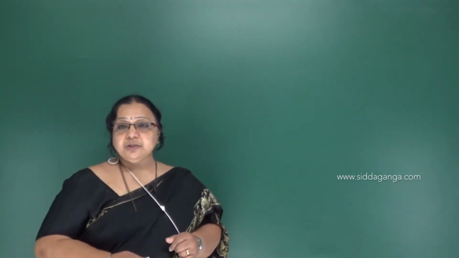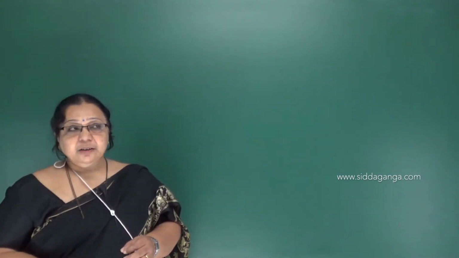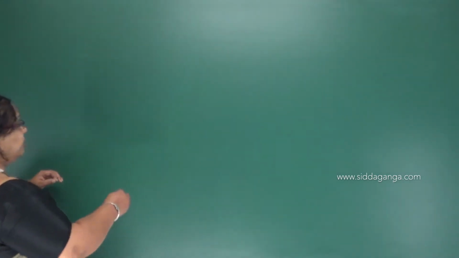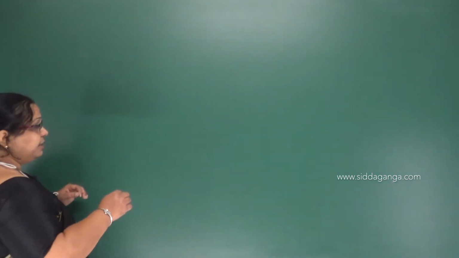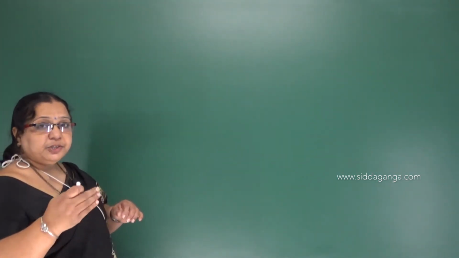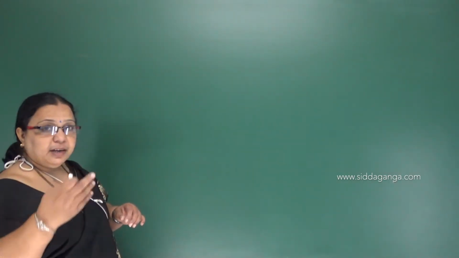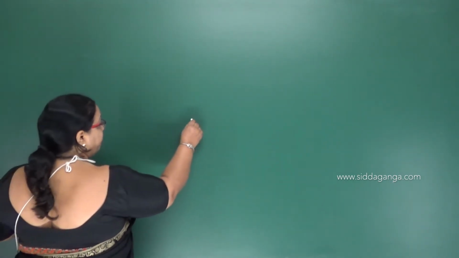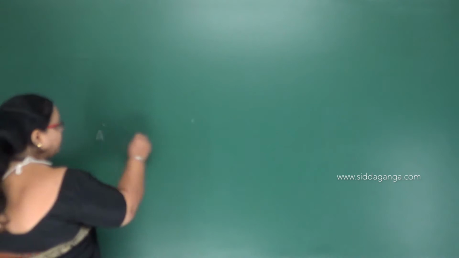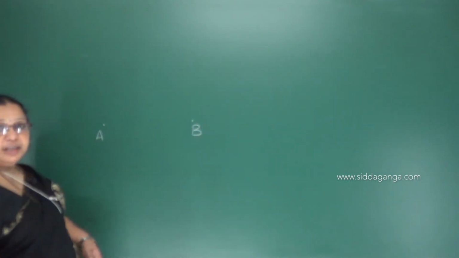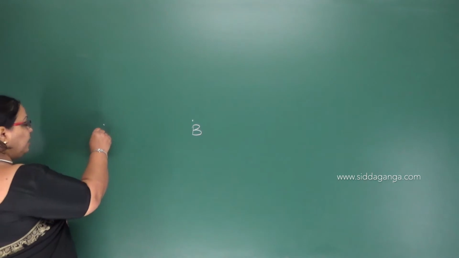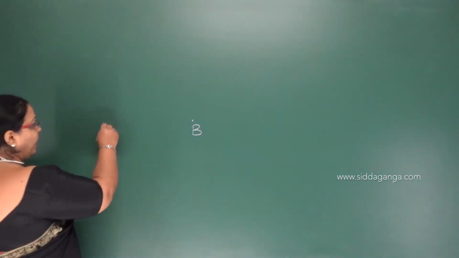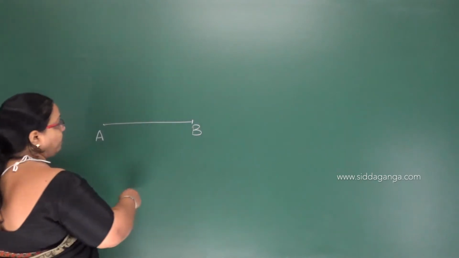One example I told was the circle. Another example is the perpendicular bisector. Here we know that the equation of a perpendicular bisector is nothing but the equation of a straight line. To get that equation, we know that here there are 2 points. Take the first point as A and the second point as B. A and B are the 2 points. Now we have to join these 2 points.